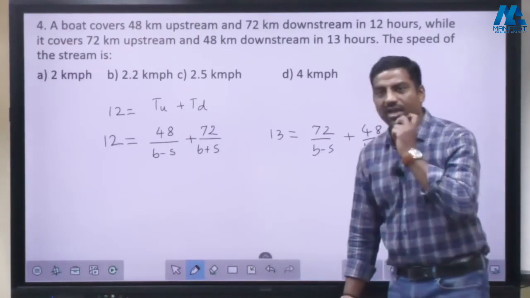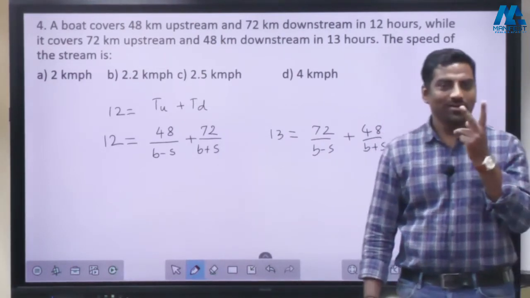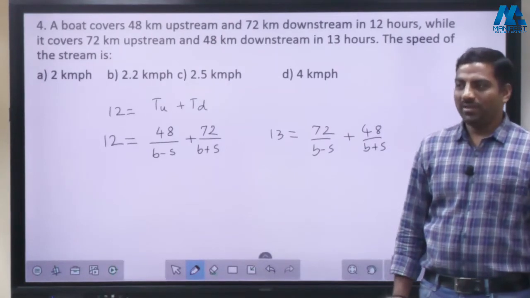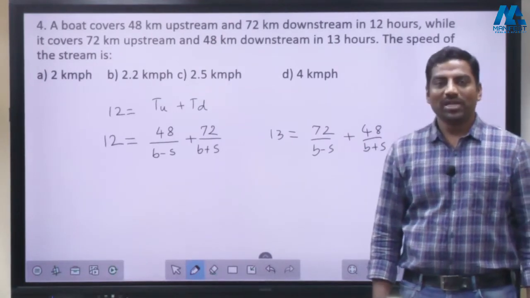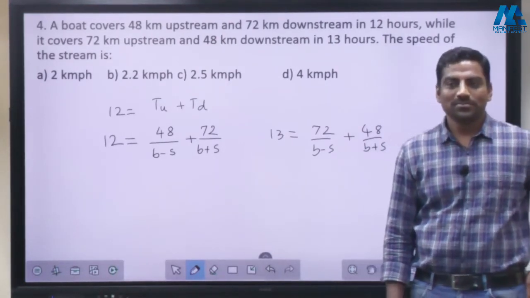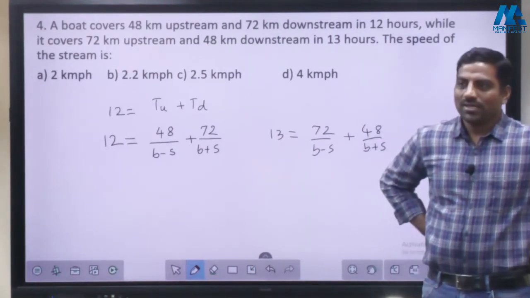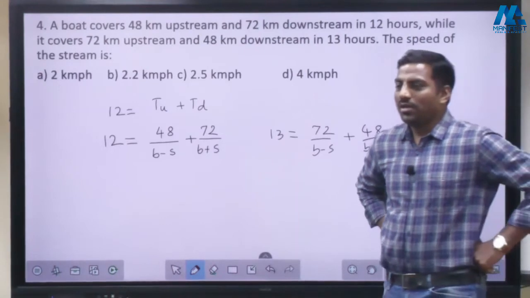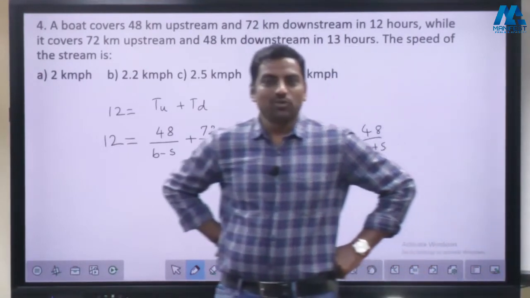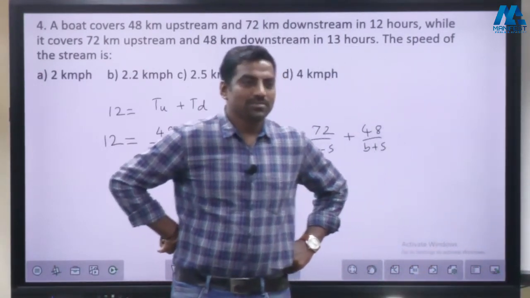How many equations are there? How many variables are there? Correct? Solve. You know, right, how to solve two equations in two variables. Proceed.